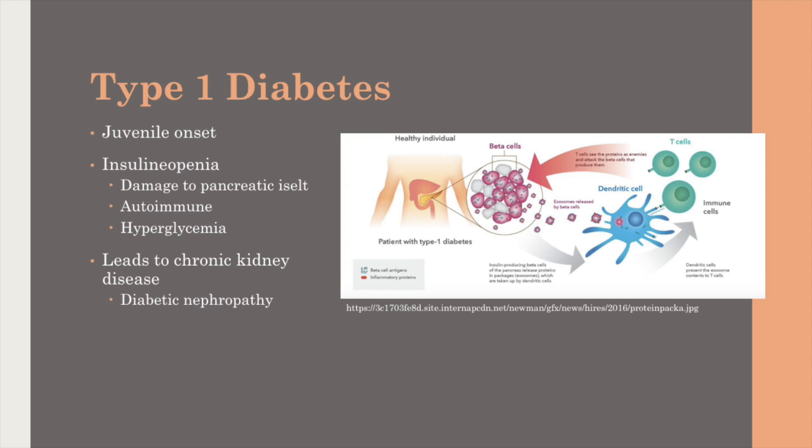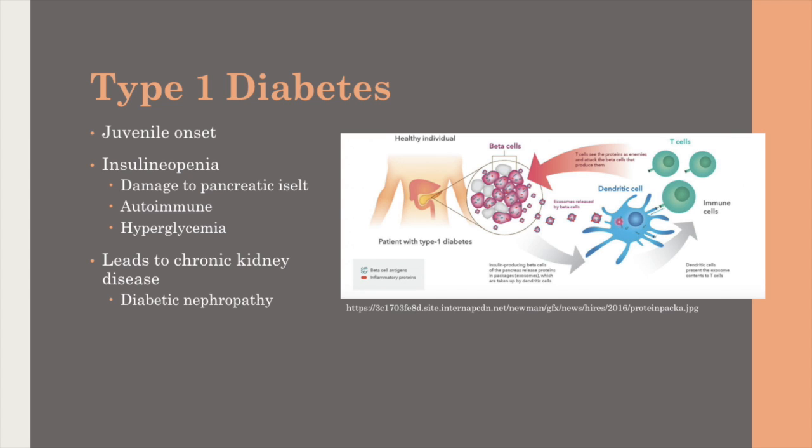Type 1 diabetes, also known as juvenile onset diabetes, is caused by the fact that an individual cannot produce insulin. This is also known as insulinopenia. Insulinopenia occurs because there is damage to the pancreatic islet, specifically to the beta cells. This is often caused by an autoimmune disorder in which the patient's own immune system attacks the beta cells so that they cannot produce insulin.